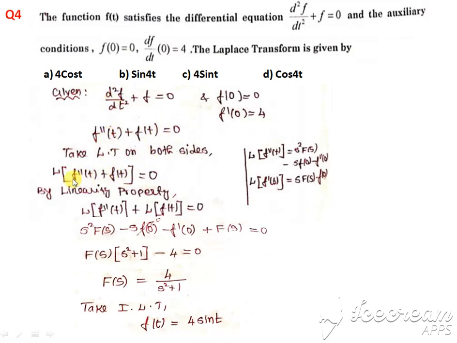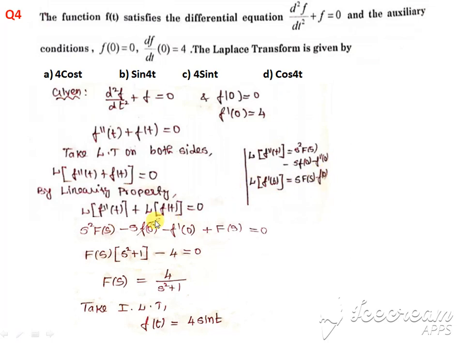Laplace transform on both sides. Then apply linearity property, so individual Laplace transform is equal to 0. So already we know the formula. Laplace transform of f double dash of t is equal to s squared F of s minus s f of 0 minus f dash of 0. Laplace transform of f dash of t is equal to s F of s minus f of 0.